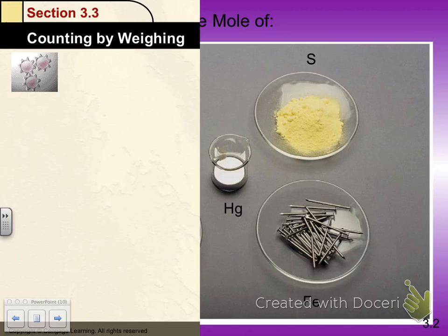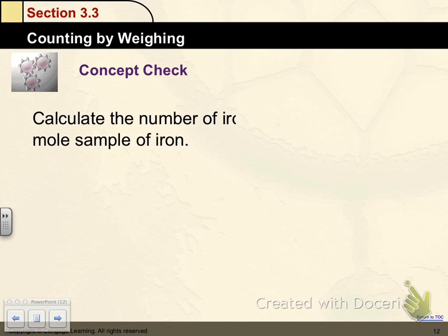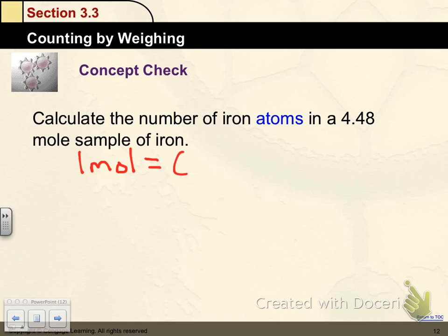Alright, let's continue on then. Do a little concept check. Let's calculate the number of iron atoms in a 4.48 mole sample of iron. Alright, so here's what we'll do. We know that 1 mole, we abbreviate that mol, I know real short, right, equals 6.022 times 10 to the 23rd. We're going to go with 4 significant figures in this class.